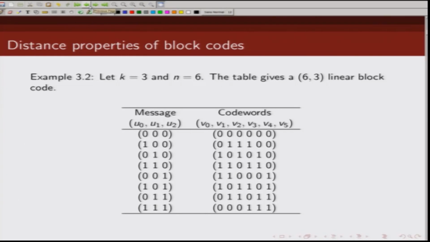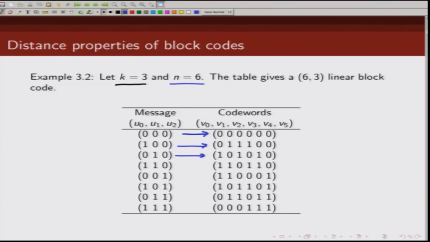This is one example of a linear block code where the number of information bits is 3 and the number of coded bits is 6. This is a list of the 2^k code words, which is 8 code words. From 000 to 111, these are our 2^k message bits, and corresponding to each of these message bits, these are the corresponding code words.